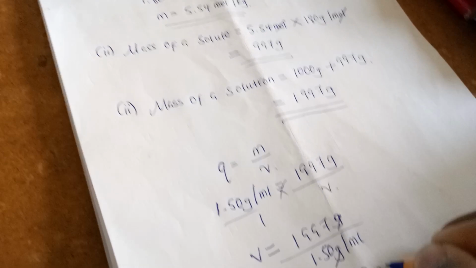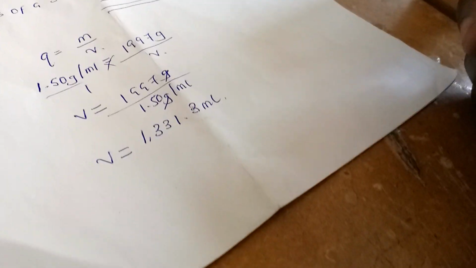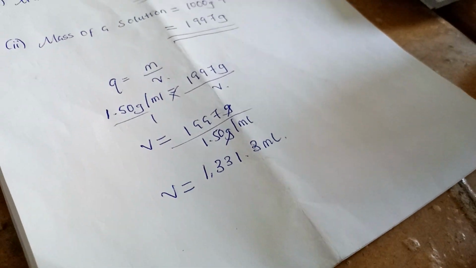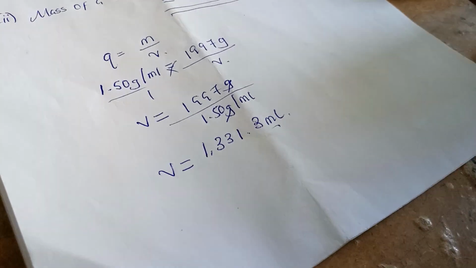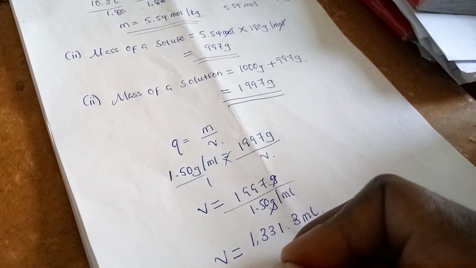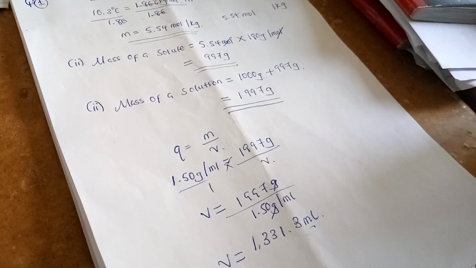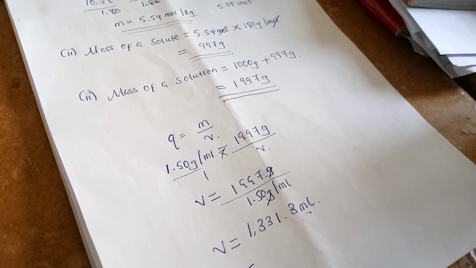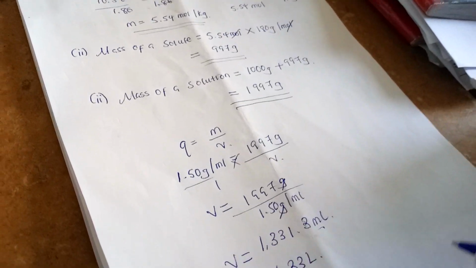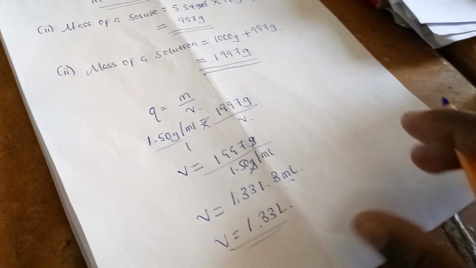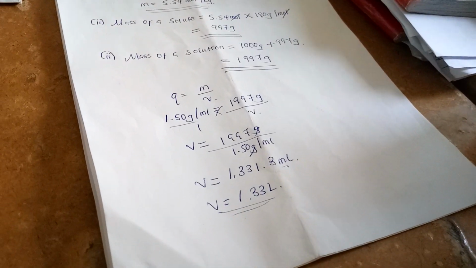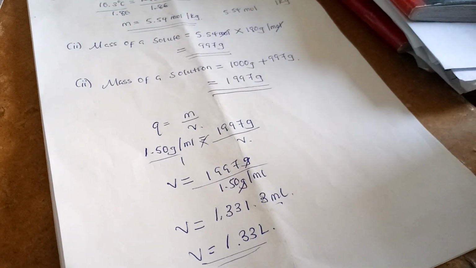It's giving us 1331 mL. So guys, you should take note of the units, because we know that volume is measured in liters. So we divide this by 1000, which will give us 1.33 liters. So these are the correct units for volume.